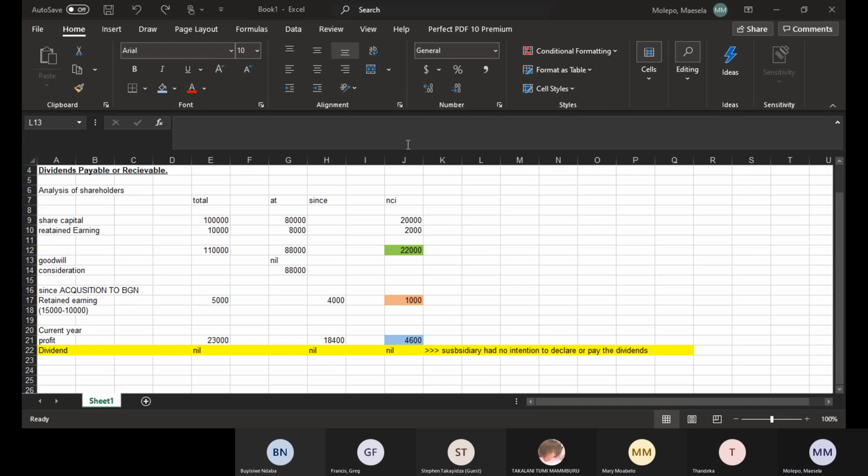Now, another thing that's going to be eliminated there, if you check on the abridged statement of financial position, we had a current account with B Limited of 10,000 and a current account with A Limited of 10,000. So those two things need to be eliminated. So the current account of B Limited had a figure of 10,000, which was sitting.